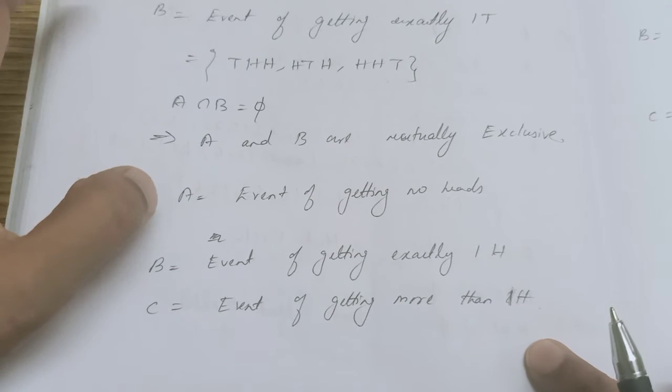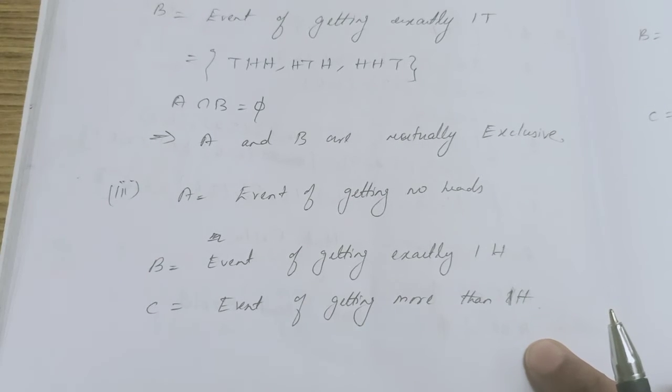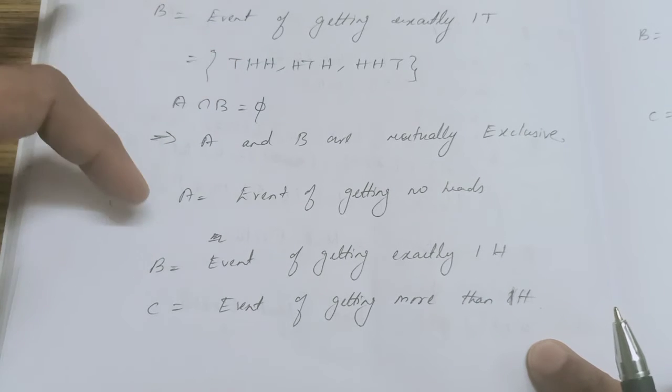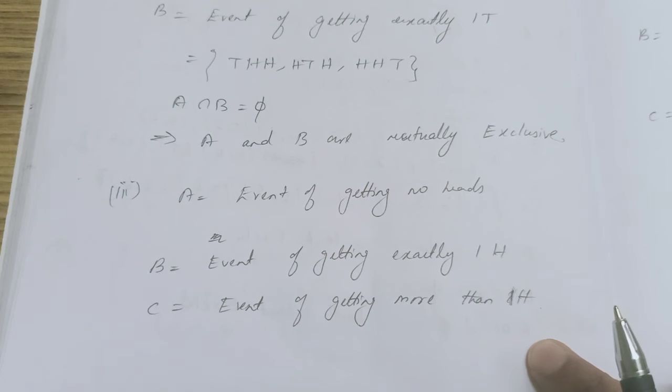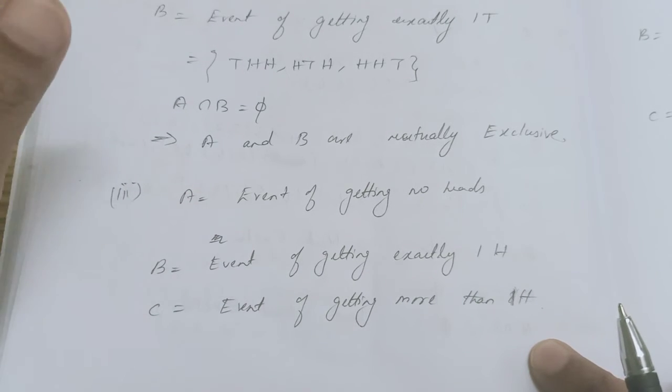So for the union, you write the events separately, in roster form like this, and you take the intersection one by one. You will see that they are empty. And if you take the union, you will get the sample space.